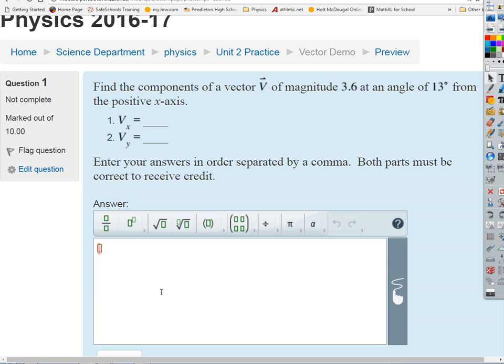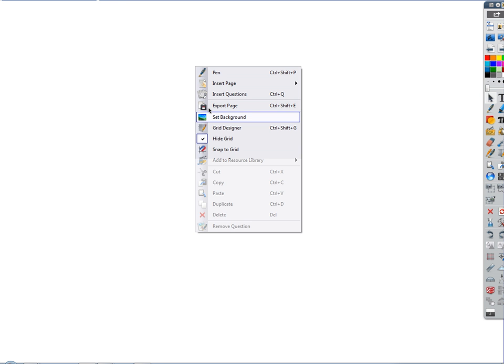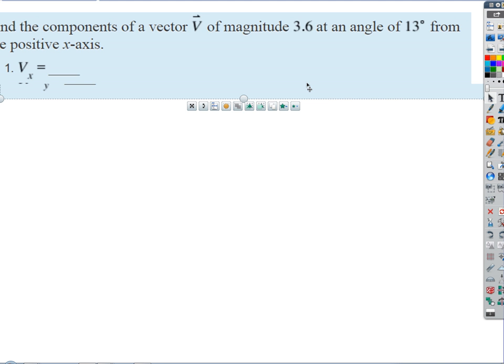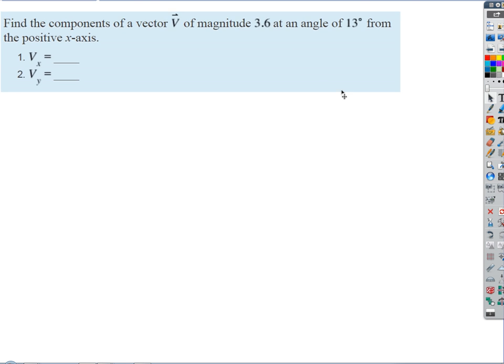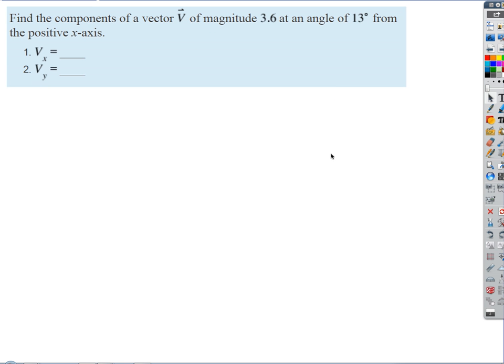Okay, so first we're going to do is we're just going to practice taking a vector, but we could do this for any number of vectors, and we're going to break it into components. First things first. Okay, so we got some vector v of magnitude 3.6 at an angle of 13 degrees from the positive x-axis. We want to break this into x and y components. No big deal.